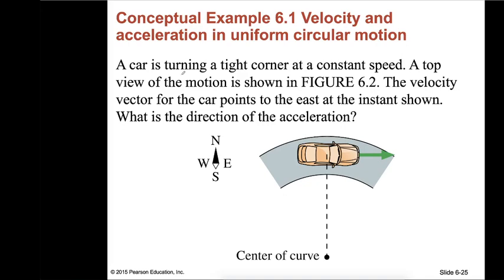Okay, now a car is turning at a tight corner at a constant speed. A top view of the motion is shown in this figure. The velocity vector for the car points to the east at the instant shown here. What's the direction of the acceleration? Now the car is making a circular motion like that. If the motion is circular motion, then the direction of the acceleration is always pointing to the center of the circular motion. So that's the direction of acceleration.